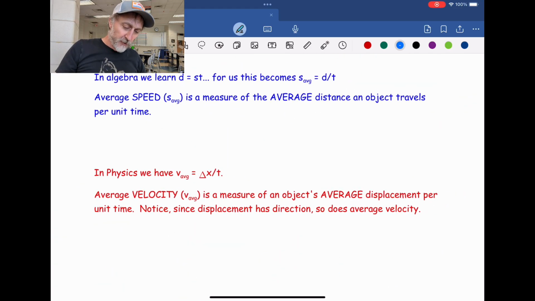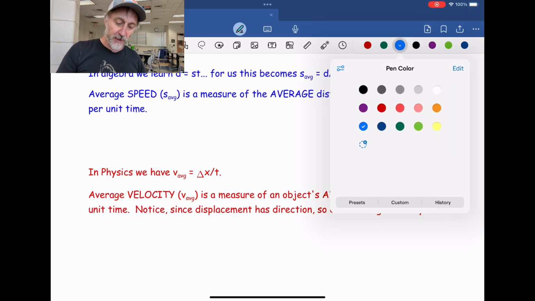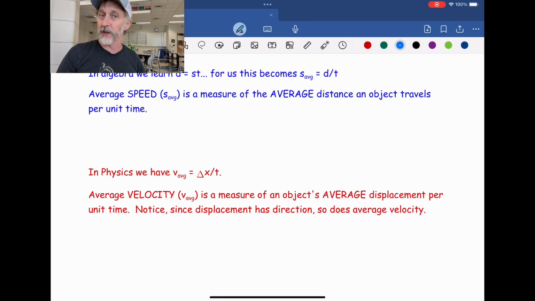All right, so let's talk a little bit about calculations. In algebra, we learned that distance is speed times time. If you rearrange this and solve for s, we get speed is distance over time, but technically it's average speed. See this little AVG there? That's our shorthand notation for average. The definition of average speed, S average, is a measure of the average distance that an object travels per unit time.